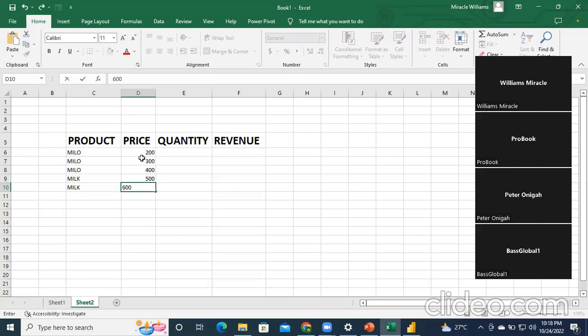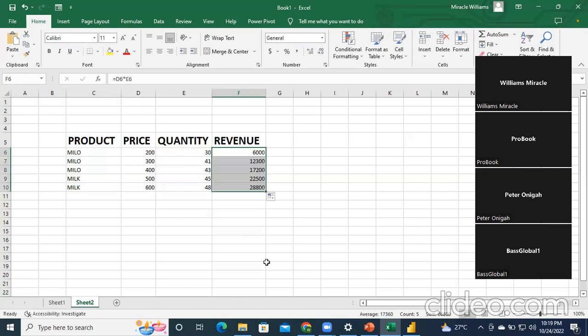I'm just going to be showing you some things on how you can perform some tasks here. So let's say the quantity for our Milo is 30, that was sold at that price. 41 was sold at this price. 43 was sold at 400, and 45 was sold at 500, and 48 was sold at 600. You know our revenue is going to be our price times our quantity. So we say equal to our price, 200, times our quantity, which is 30, and we can drag this down, or we just click under it and it's going to come up.